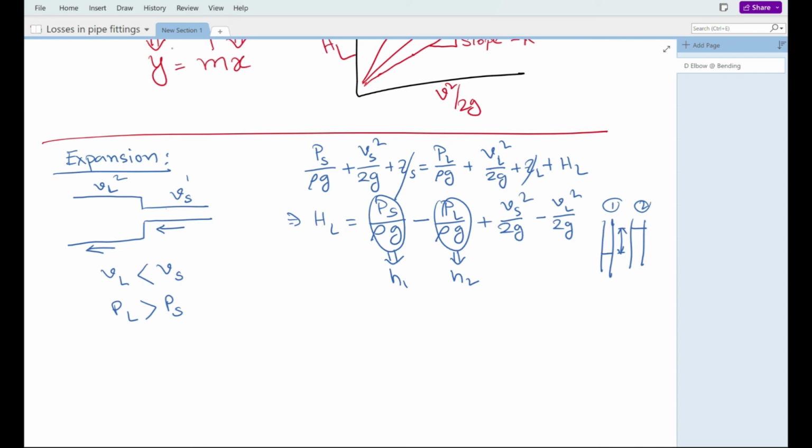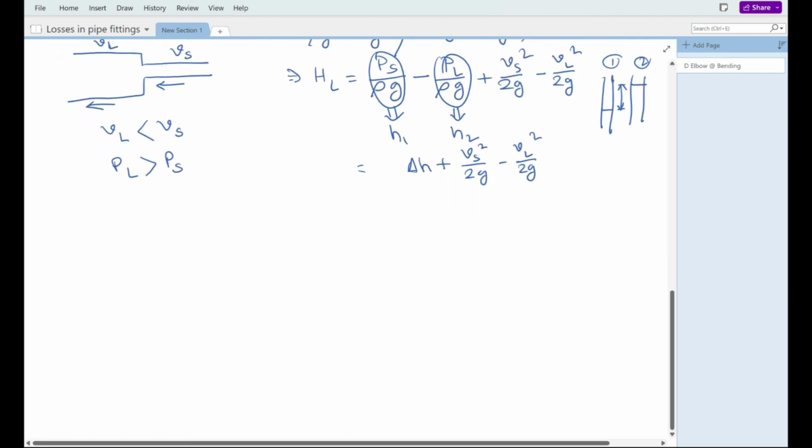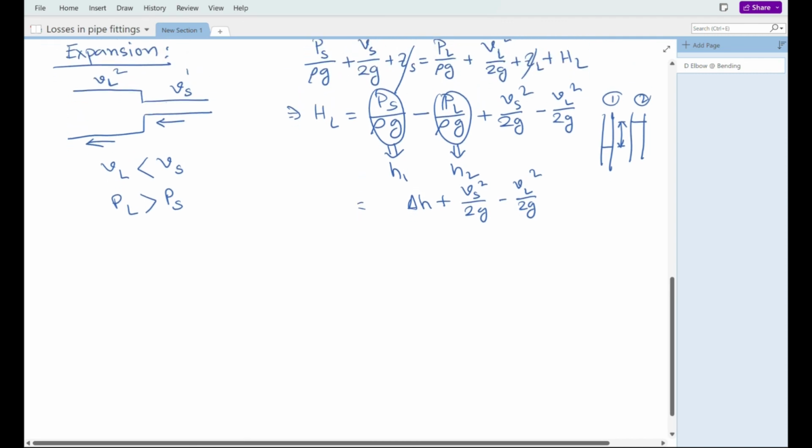Now you will plot again. Here you use the smaller pipe only, Vs square by 2G against HL. Now you have 5 readings, so plot one for contraction and another one for expansion and get the slope. It's the same formula, right? HL equals K times Vs square by 2G. So the slope will be equal to the loss coefficient.